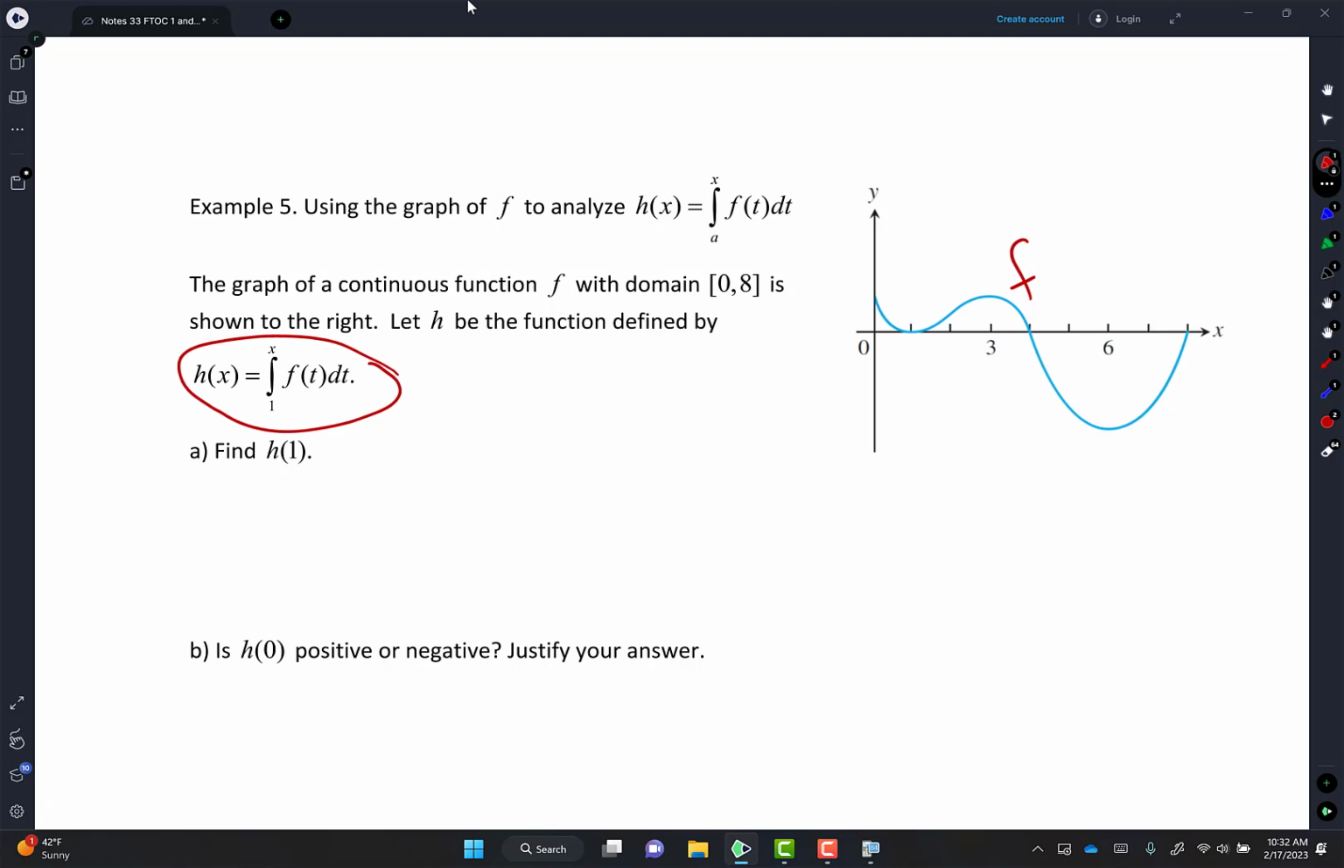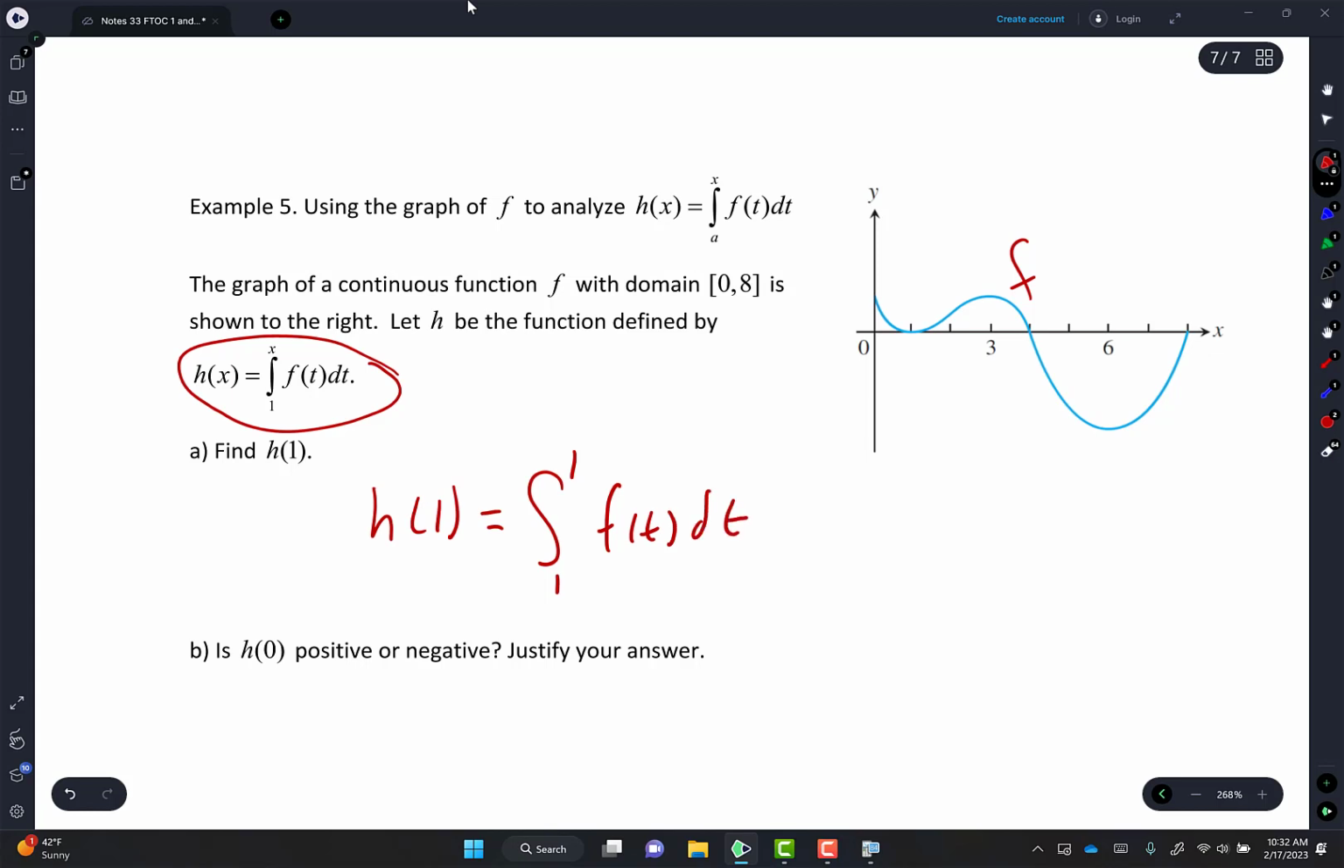All right. Find h of 1. Hopefully we have some experience from yesterday. H of 1 equals the integral from 1 to 1 of f of t dt, which is 0, because have you moved? No. So you're done. That's it.